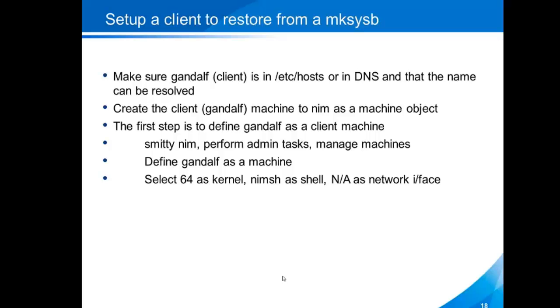So you'd go into smit nim, perform administrative tasks, manage machines, and then there'll be an option to define a machine. And there's only 3 things I normally select after I type the name in, and that's the kernel, the shell, and I always leave the network interface at n/a, unless I have multiple network interfaces like management interfaces and so on.